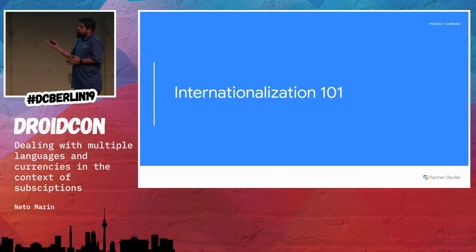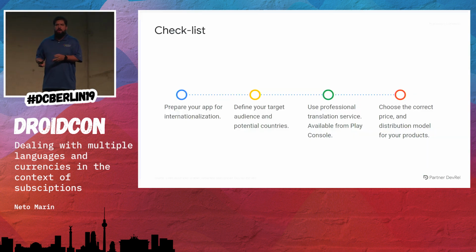Basically, what you need to do first is prepare your app for internationalization, so that you can make sure that other users with different languages are going to be able to read it and understand. Then you need to define your targeted audience and potential countries. I'm going to speak a little more about this on the following slides. But basically, it's about understanding the cultural fit of your application, whether the content is not offensive and is really relevant for that region.